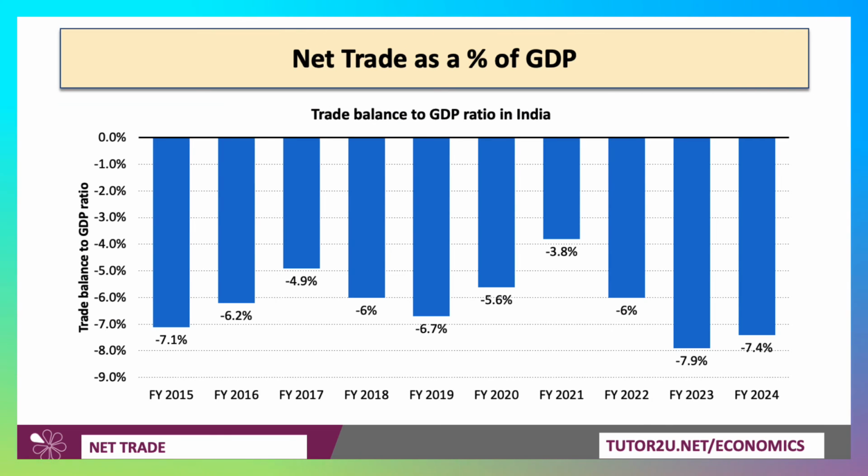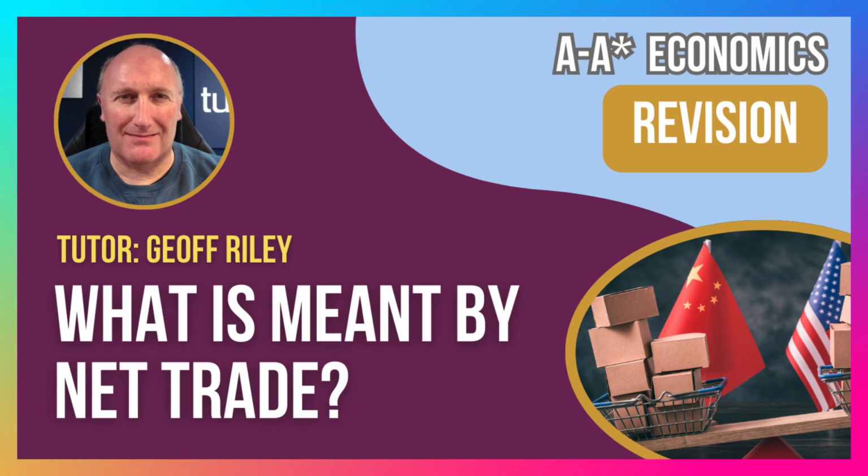A good example to finish off is that of India. Now, we know that India has one of the highest trade deficits in the world measured in dollars, but it's also a sizable economy. And this chart reinforces this point. In each year since 2015, they've run a deficit on their trade balance, and that deficit's never been lower than 4% of their economy. So India is running a very strong and large trade deficit. There we go, a quick primer on the meaning of the term net trade.